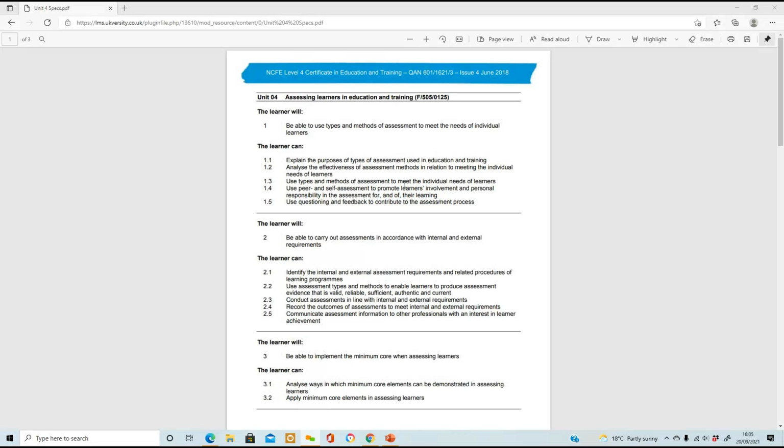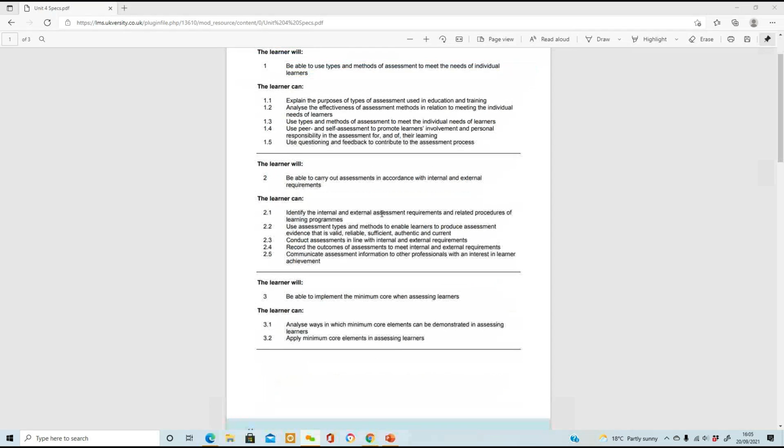So we're looking at Learning Outcome 2 for assessing learners in education and training. Now, this learning outcome, again, has a few assessment criteria. So I'll just go through what we're looking at today. Learning Outcome 2 is to be able to carry out assessments in accordance with internal and external requirements. Internal is your school's requirements, external would be the awarding bodies, the national curriculum and so on.